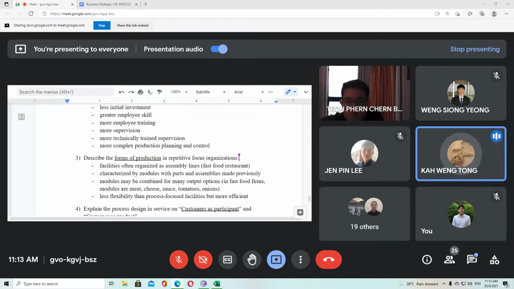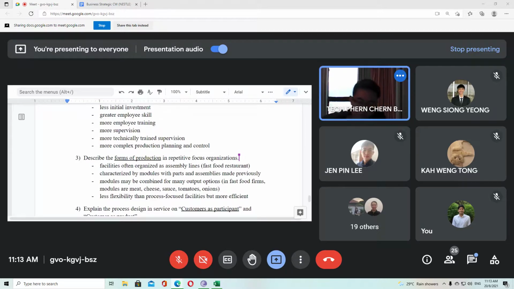Hello, sir. I'm going to present question 3. Facility often organized as assembly line, characterized by modules with parts and assemblies made previously. Models may be combined for many output options, like cheese, sauce, tomato, onion. Less flexibility than process focused facility, but more efficient.